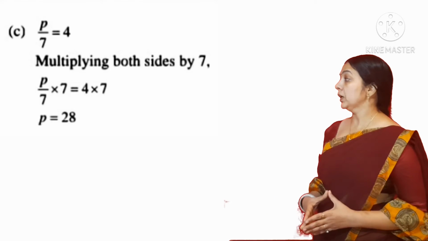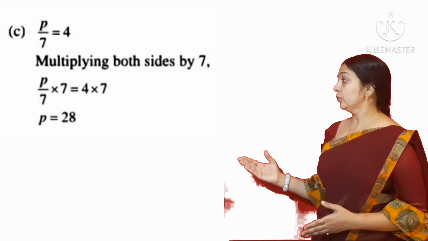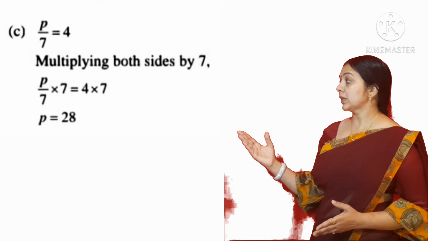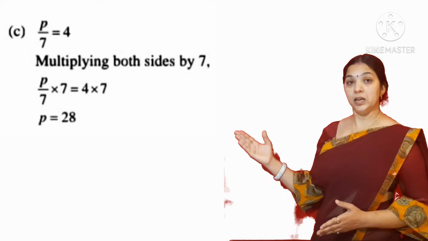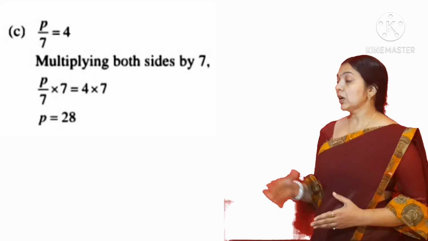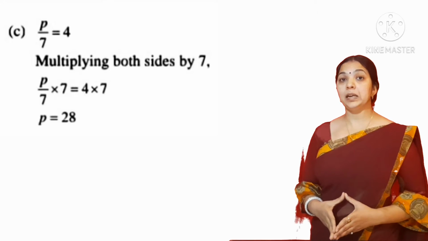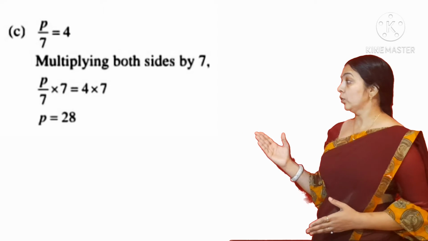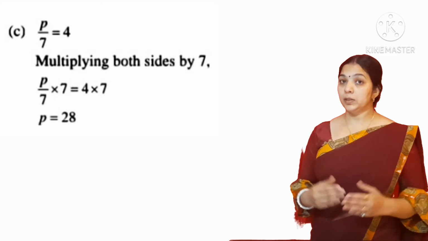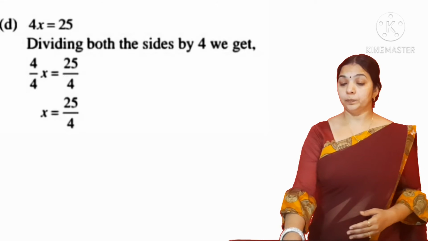The next is p upon 7 is equal to 4. Again we will multiply by 7 on both hand sides. So 7 into p upon 7 is equal to 7 into 4. So 7 will be cancelled out on the left hand side, and 7 into 4 is equal to 28. So p is equal to 28 will be the answer for this question.